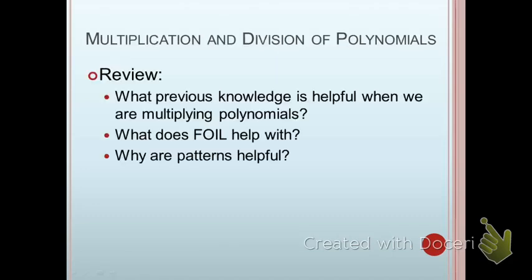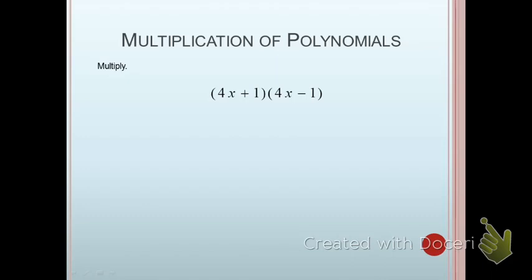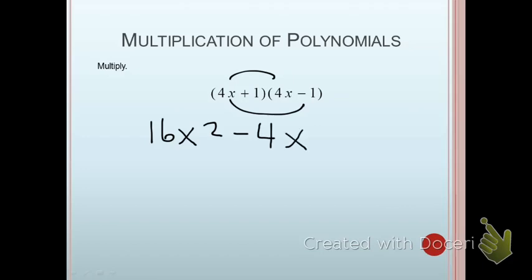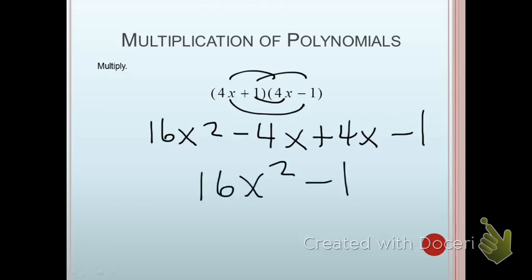F, 4x times 4x. Sorry, 4x times 4x is 16x squared. Outer, 4x times negative 1 is negative 4x. Our inner, 1 times 4x is positive 4x. And then last, 1 times negative 1 is negative 1. Now notice the signs of our inner and outer. We have a negative 4x and a positive 4x. When we combine those, we get 0. So our resulting product is 16x squared minus 1. Remember, this special product is called a difference of squares.